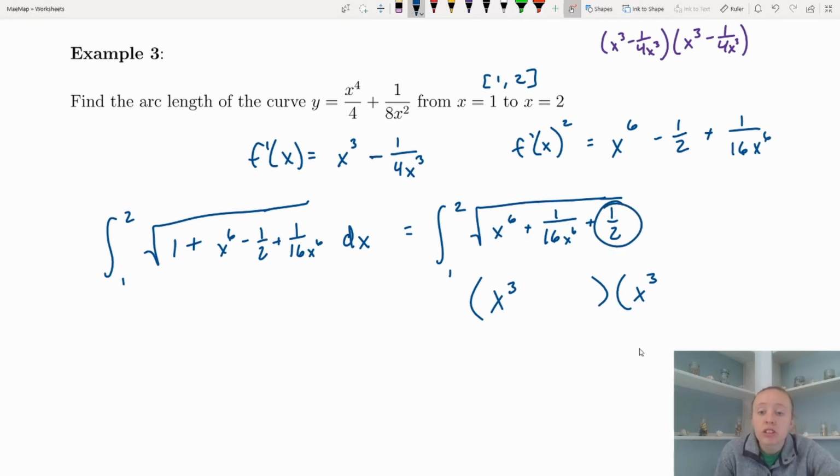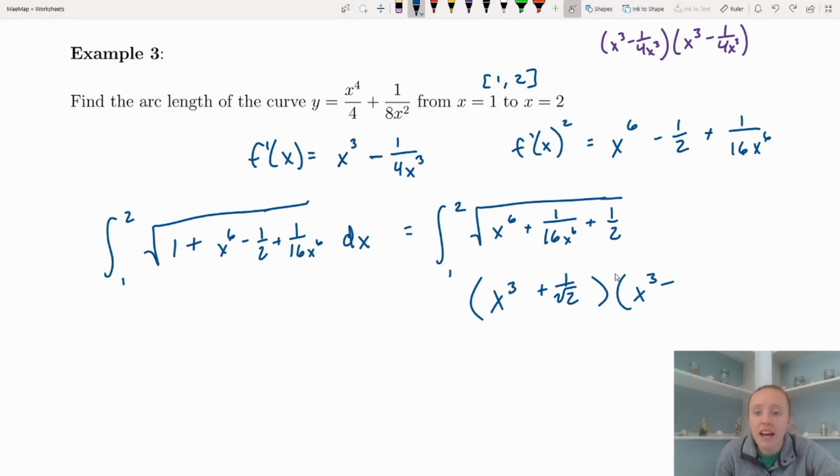So in order to multiply to give me 1/2, that would need to be a 1 over square root of 2 and a 1 over square root of 2. If this was a perfect square, I need everything to match. And in this case, when I go to FOIL that out, I definitely don't get that.